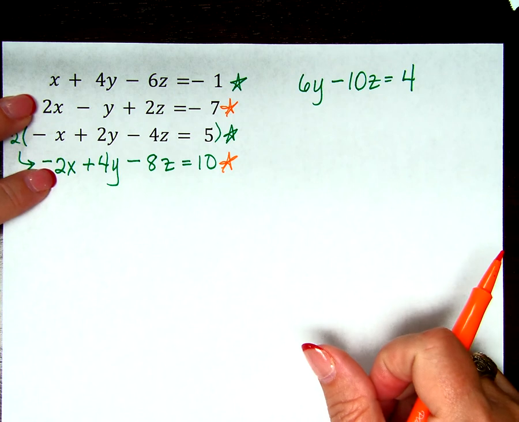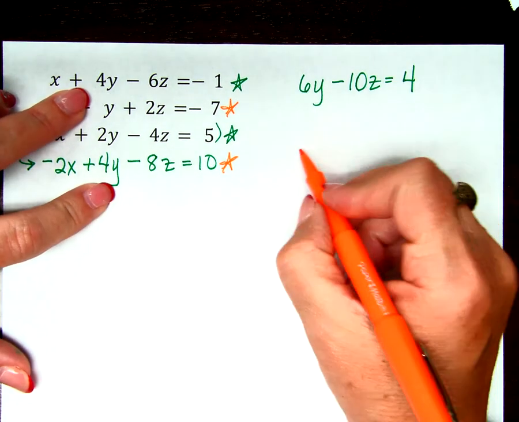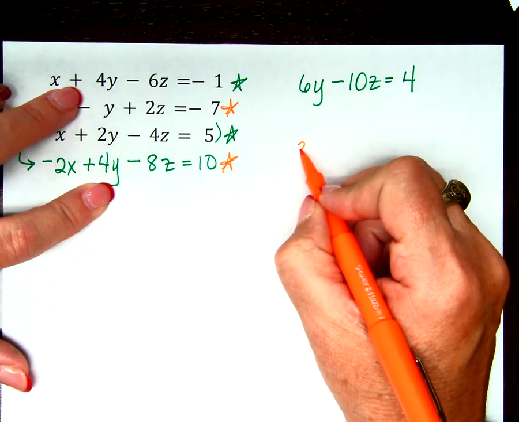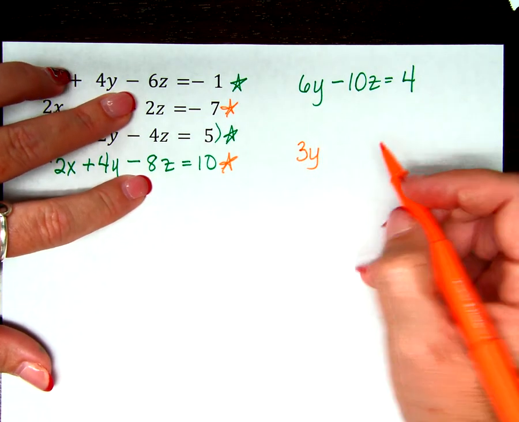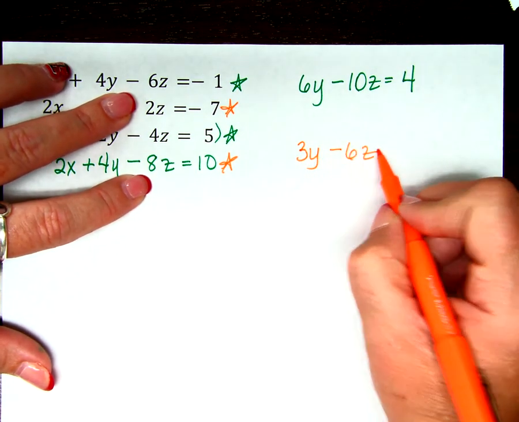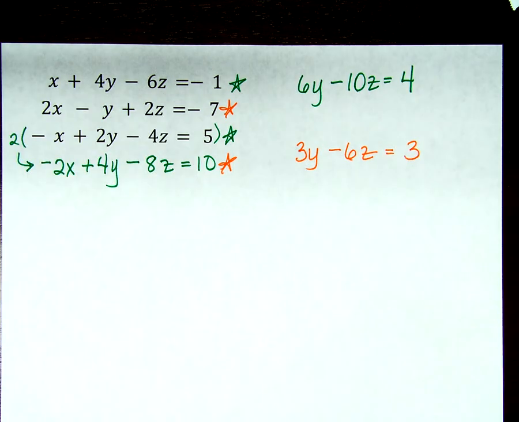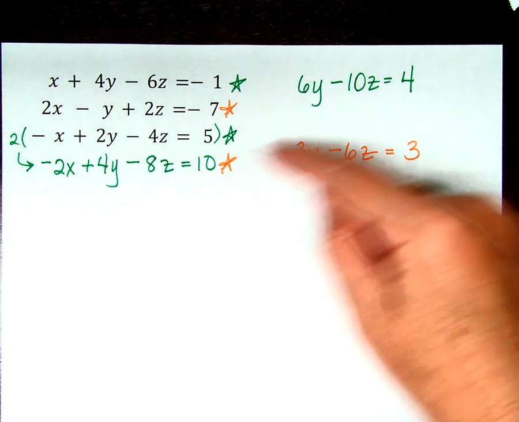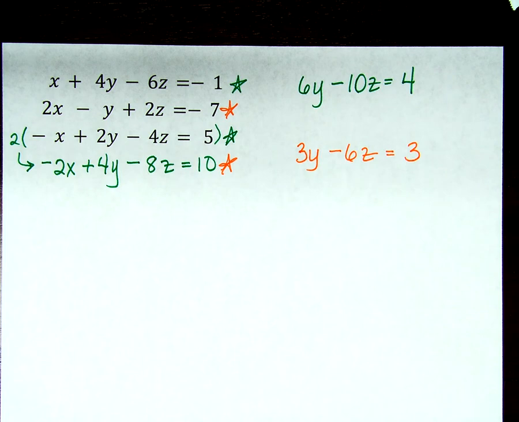Well, 2x and negative 2x is 0. Negative y and 4y is 3y. 2z and negative 8z, negative 6z. And negative 7 and 10, 3. Look at how much work I've done so far. Compared to yesterday, look at how much work I've done so far on this problem.